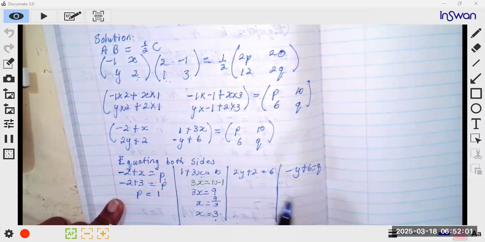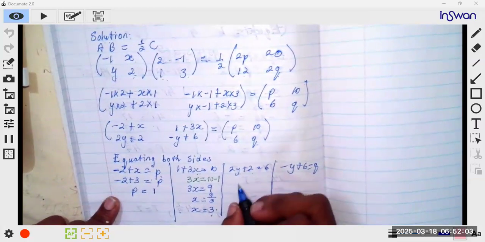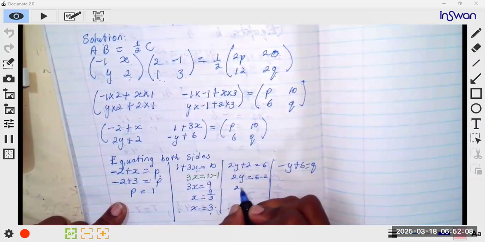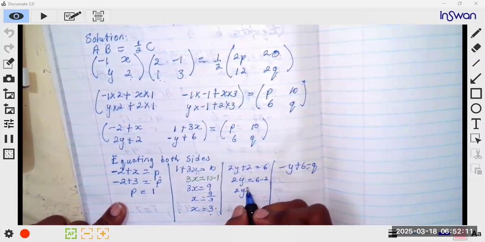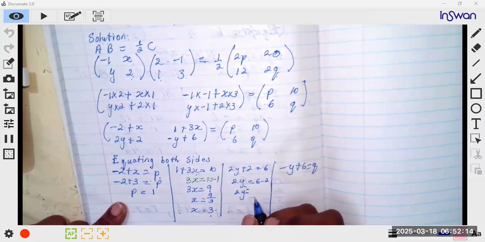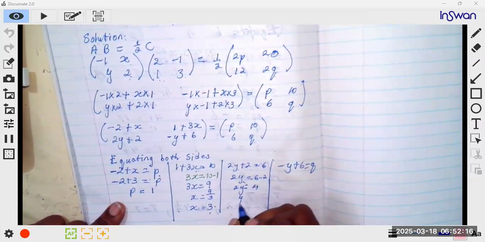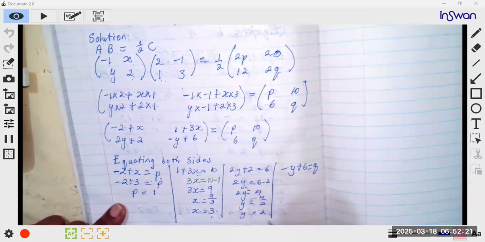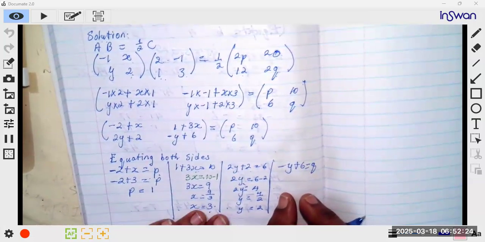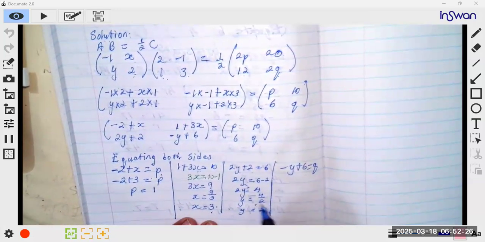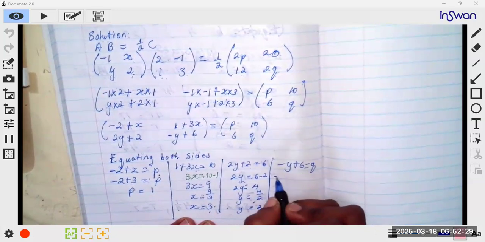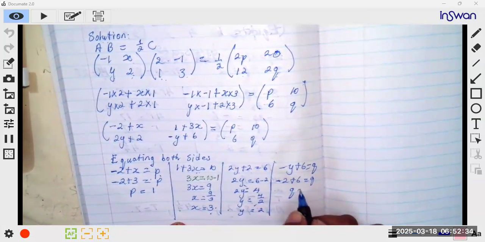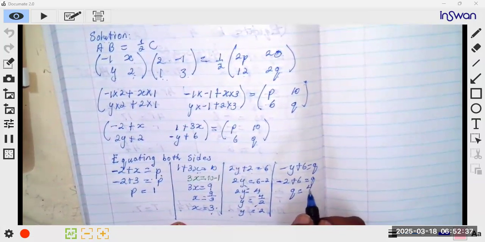Once you find that, now let's find the value of y. 2y is equal to 6 minus 2. 2y will be equal to 4. y will be 4 divided by 2. The y value is equal to 2. The next step now, once you find the y value, you can find q. So this will be minus 2 plus 6 equal to q. So the value of q here will be equal to 4.